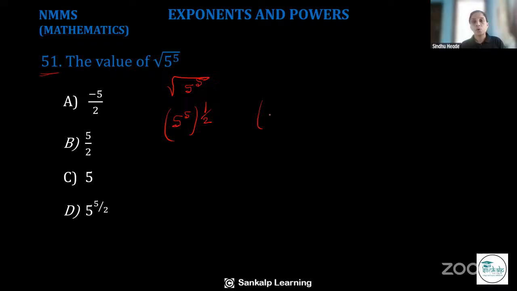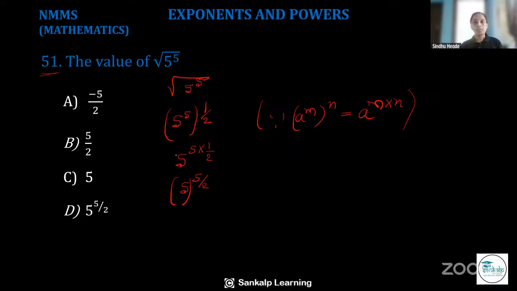Now it is in the form of a raised to m raised to n, which is equal to a raised to m into n. So 5 raised to 5 raised to 1 by 2 becomes 5 raised to 5 into 1 by 2, which is nothing but 5 raised to 5 by 2. So here the correct option is option D, 5 raised to 5 by 2. Remaining all are wrong.